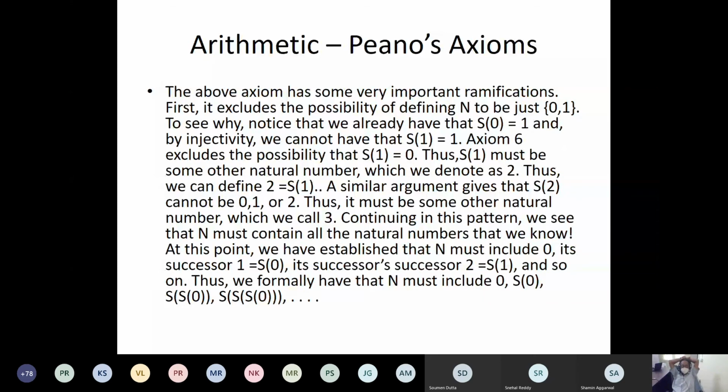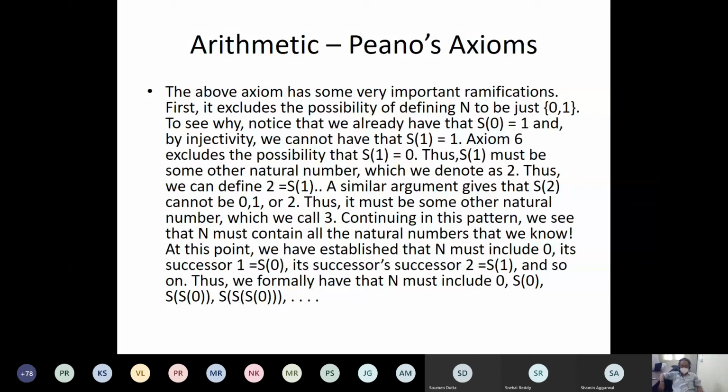The above axiom has some very important ramifications. First, it excludes the possibility of defining N to be just {0, 1}. To see why, notice that we already have S0 equal to 1. So by injectivity, we cannot have S1 equal to 1. And axiom 7 excludes the possibility of S1 equal to 0. Thus, S1 must be some other natural number, which we denote as 2. Thus, we can define 2 equal to S1, which is SS0. A similar argument gives that S2 cannot be 0, 1 or 2, so it must be something else, 3.